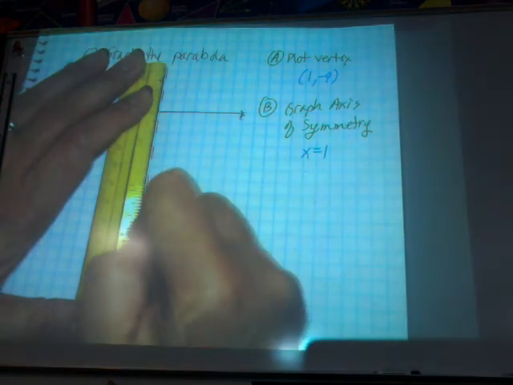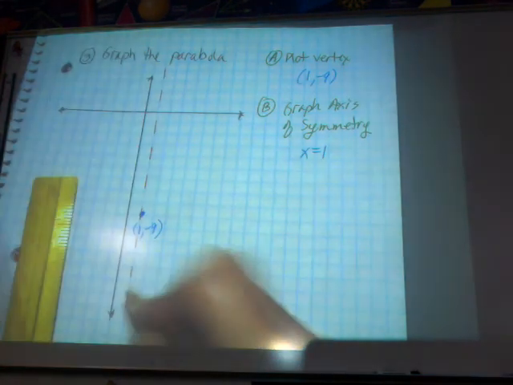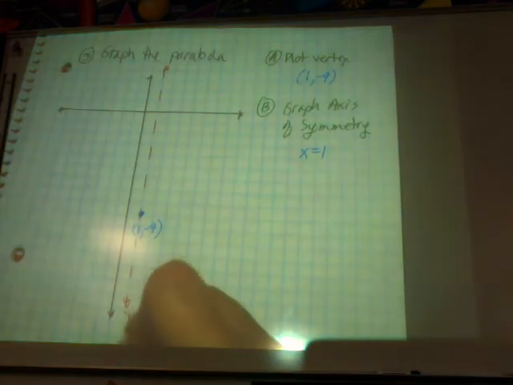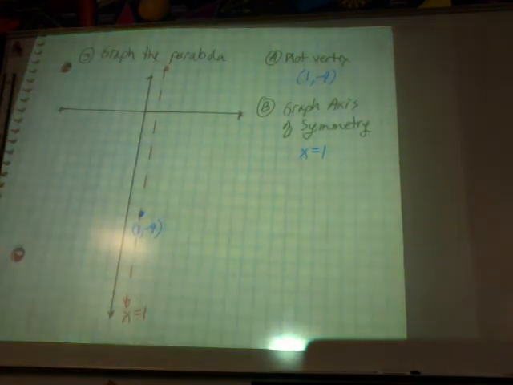It allows your eyes to focus on one half of the parabola at a time. It should be a north-south line, and you need to actually label it x equals 1. That's part of the graph. If you don't label that axis of symmetry, you'll lose some points. Very picky on graphs.